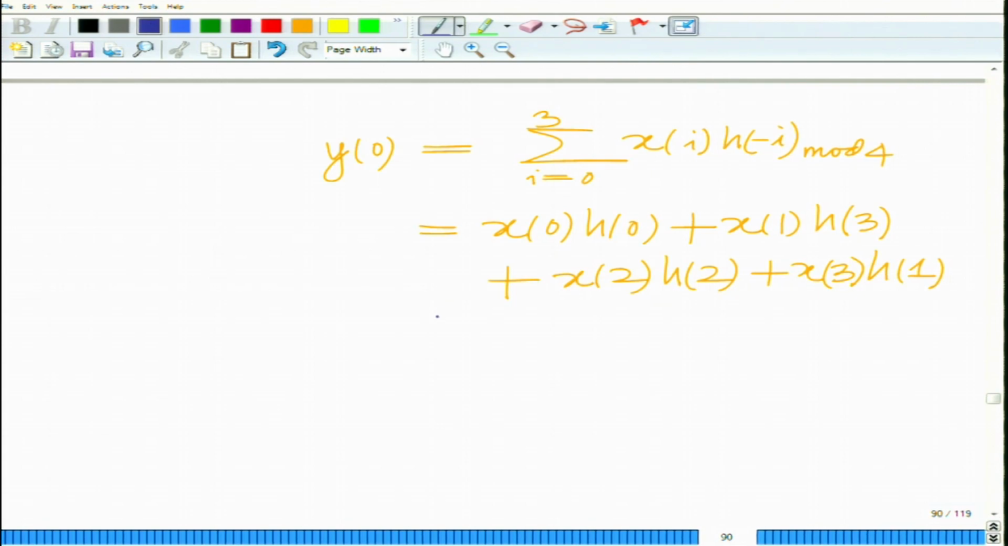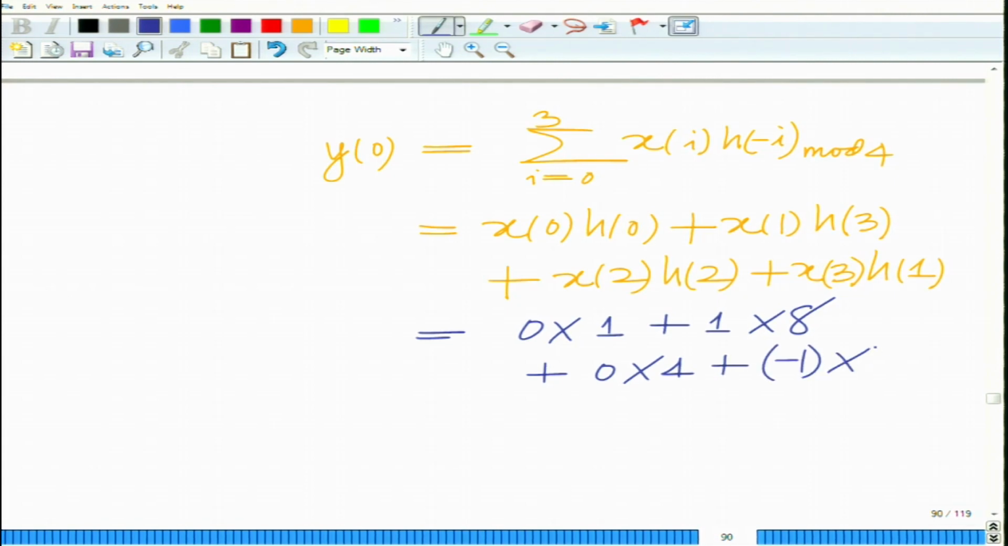And that will be 1 into 8 minus 1 into 2. Okay. So, now let me just write it a little bit more clearly. x of 0 is 0. So, 0 into h of 0, which will be 1, plus x of 1 is 1 into h of 3, which will be 8, plus x of 2, which is 0, times h of 2, which is 4, plus x of 3, which is minus 1, into h of 1, which is 2. So, that is 1 into 8 minus 1 into 2, which is equal to 6.